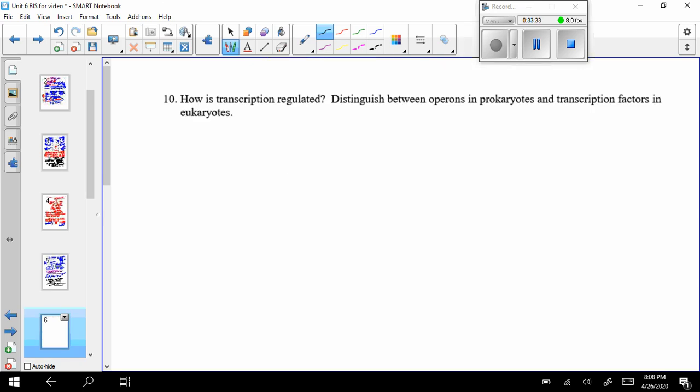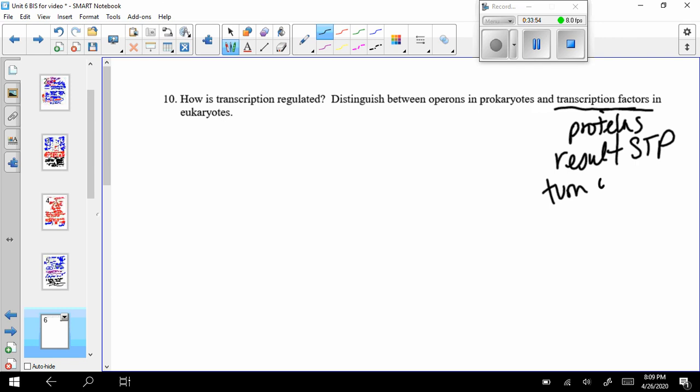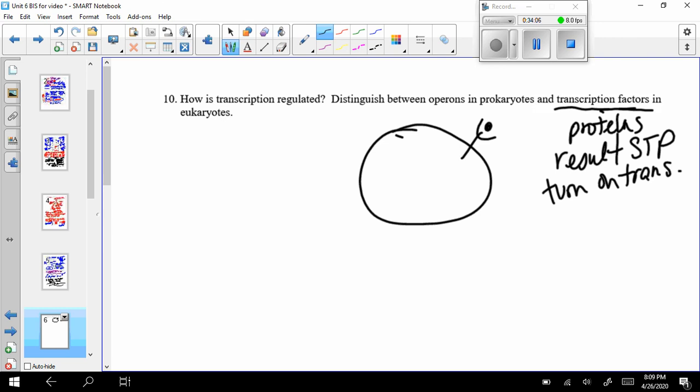How is transcription regulated? Distinguish between operons in prokaryotes and transcription factors in eukaryotes. So I'm actually going to do this one first. Transcription factors are specific proteins. They are usually the result of a signal transduction pathway, and they specifically turn on transcription in a eukaryotic cell. So if I have a eukaryotic cell, let me just take up a little bit of space here. Here's my receptor, here's my ligand. Here's my signal transduction pathway turning on kinases. And eventually inside the DNA, this process turns on a transcription factor.